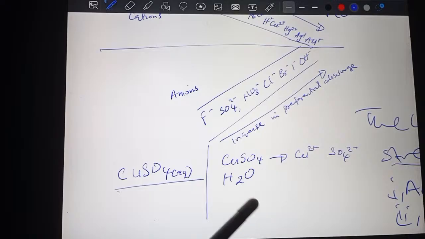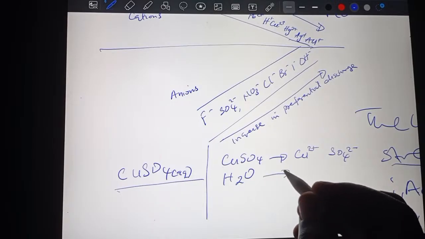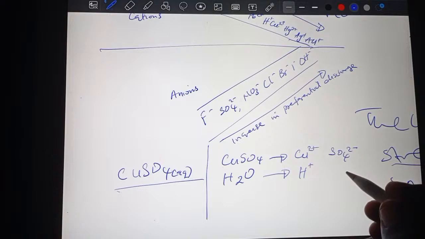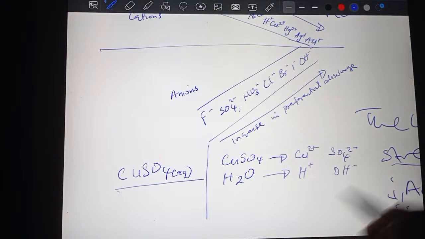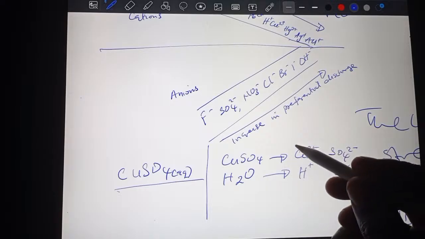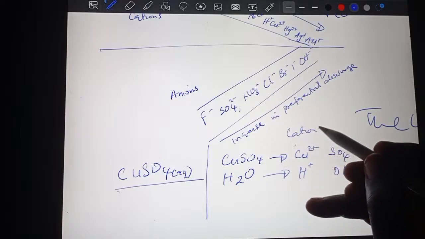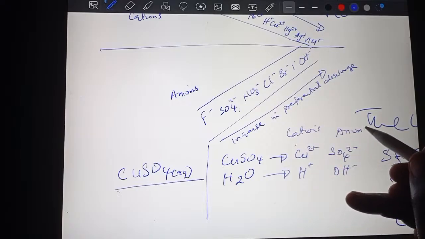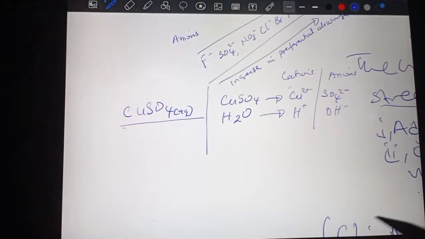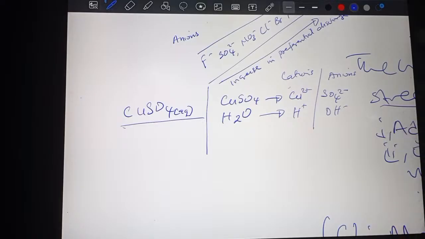Are you with me? It is water because aqueous was mentioned. If aqueous wasn't mentioned, you don't need to put water. If they say molten salt, the water is not there. So the water will also dissociate to give H plus and hydroxide ion. Now, during electrolysis, these ones are called cations, while these ones are called anions. So cations will go to the cathode, and hence their name. The name cations means cathode ions.